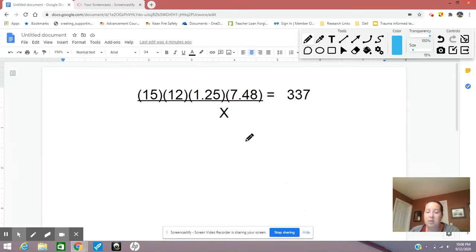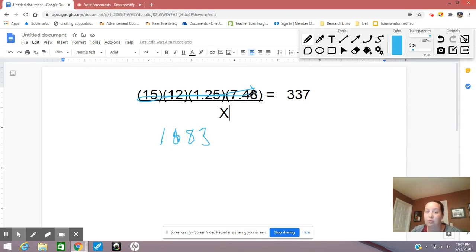Okay, so this is problem number 2, and we're going to start off the same way we started the other one. So all of these numbers that are next to each other in parentheses, all you have to do for those is just multiply them all together. Because they're all next to each other and they're all with the parentheses, you can just multiply them. So in your calculator, you're going to put 15 times 12 times 1.25 times 7.48, and you will get 1,683.